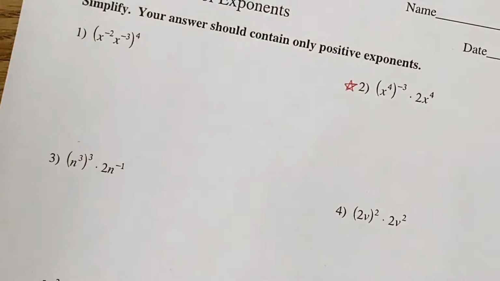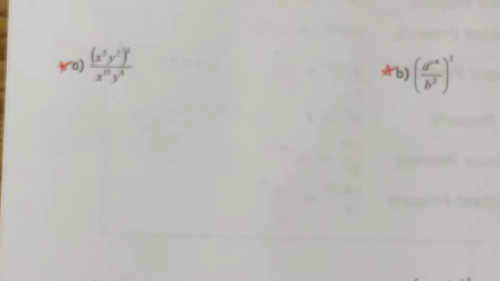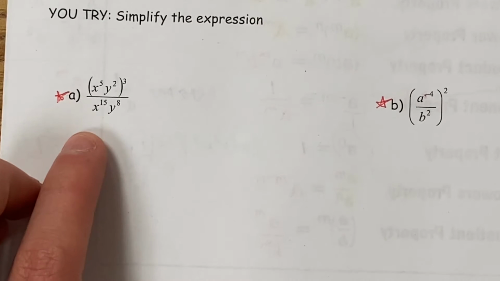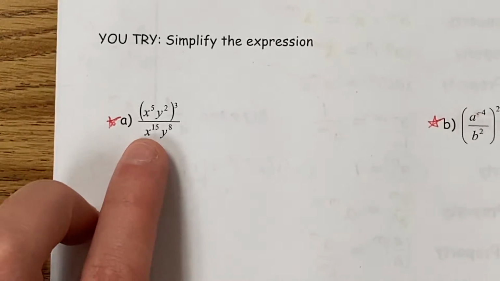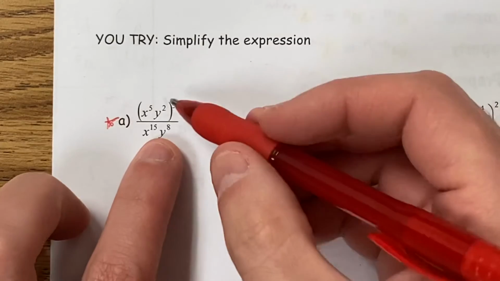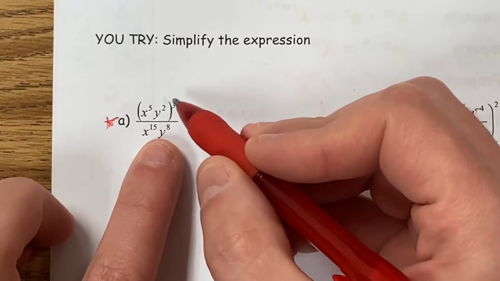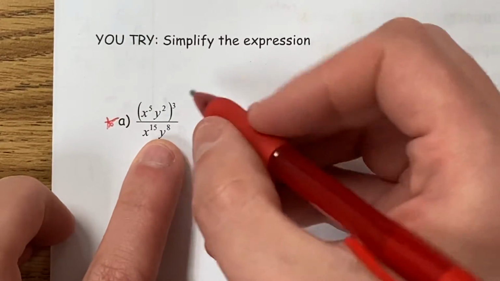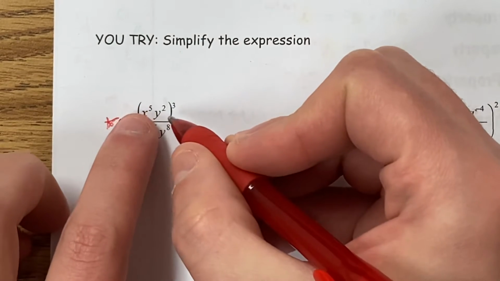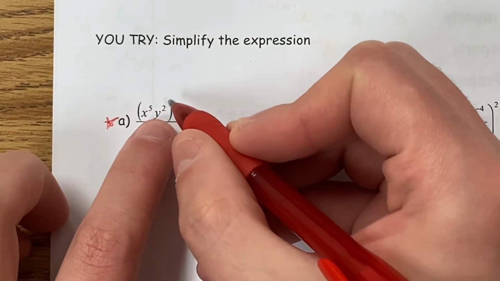1, 2, 3, 4, 5, 6, 7, 8 problems more I want to do, so we're good. Here we go. Okay. In this problem, we're going back to some old rules. X to the 5th, y squared, all to the 3rd power. This is in parentheses, so we do want to deal with the 3 first. These are exponents to other exponents, right? There's no two x's, there's not two y's, so it is going to be multiplying.